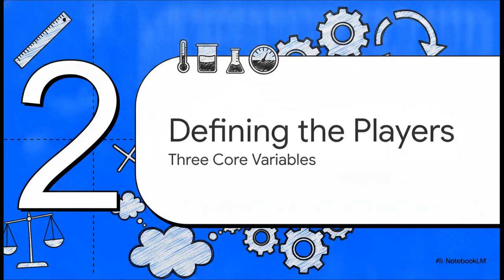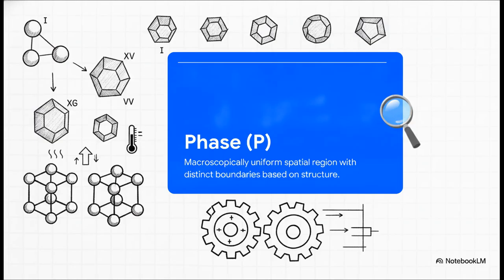Moving to Part 2, the three core variables of the phase rule, or as I like to think of it, defining our players. First up, we really need to nail down the definition of a phase. It is not just a broad category like solid, liquid, or gas. It's strictly about structural uniformity. Take water's solid state, ice. It isn't just one single phase. Depending on the temperature and pressure, ice actually has at least 15 distinct structural phases. Or think about solid iron. As you heat it between 912 and 1394 degrees Celsius, it changes entirely from a body-centered cubic structure to a face-centered cubic structure. It's the exact same state of matter, but a completely different phase.